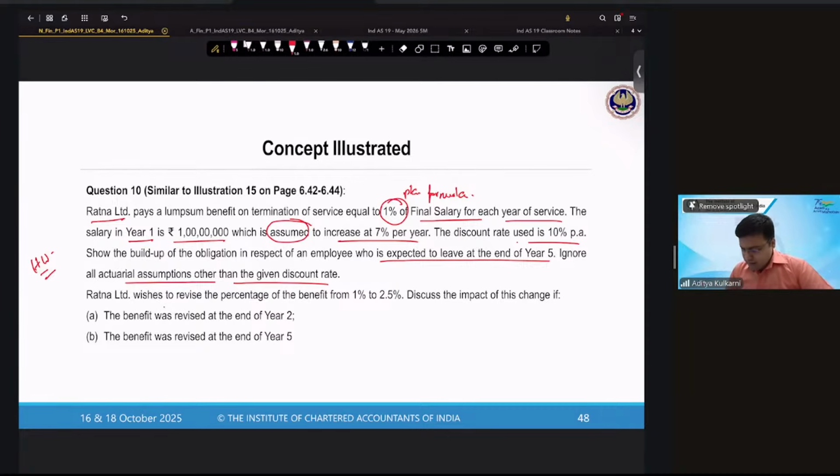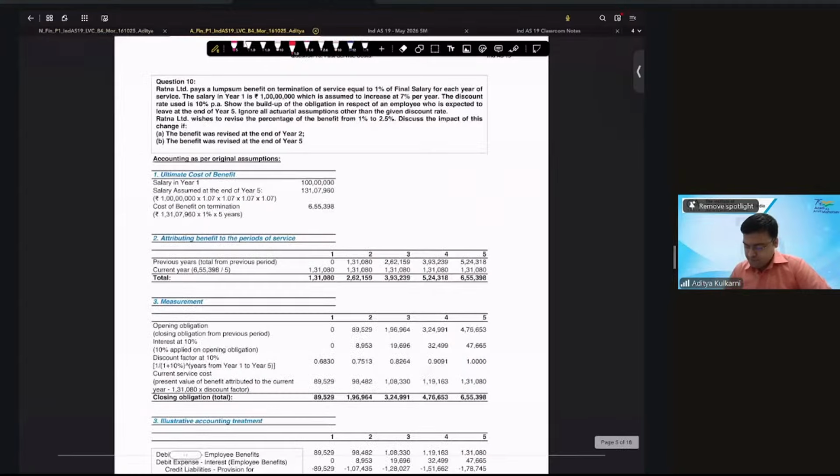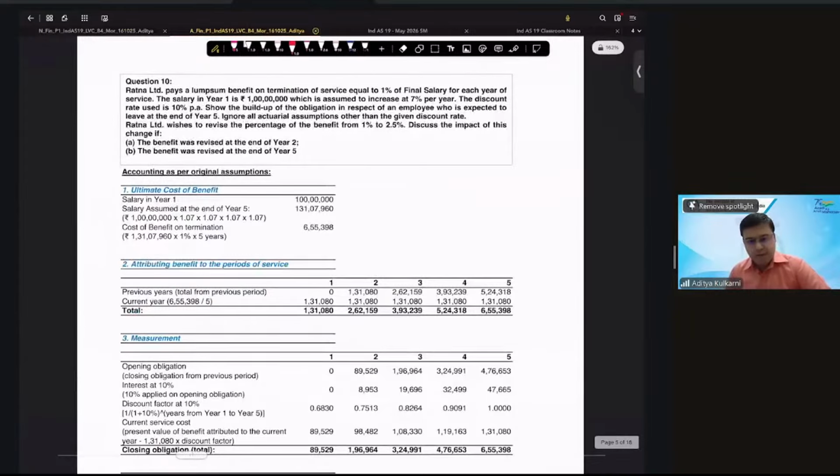Ratna Limited wishes to revise the percentage of the benefit from 1% to 2.5%. Discuss the impact of this change if the benefit was revised at the end of year 2 or revised at the end of year 5. First of all, we will calculate the benefit. We will see how the obligation builds up. Then we'll come to revision of the benefit. So now, same question.